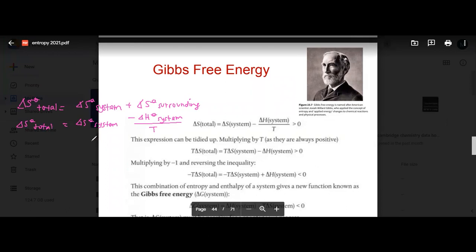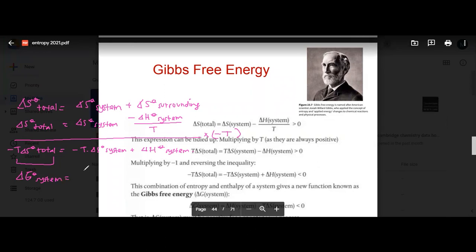So if you multiply this equation by negative T, then this will change to negative T delta S total equals negative T delta S system plus delta H system. The negative T times delta S total gives a new function known as Gibbs free energy.